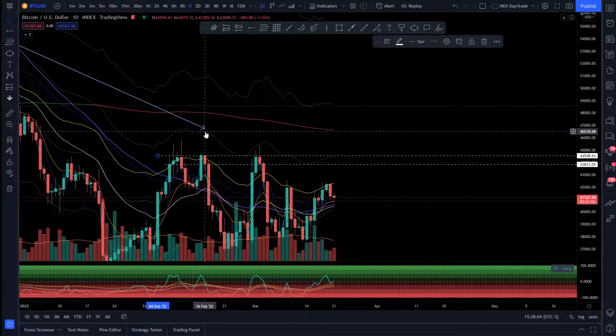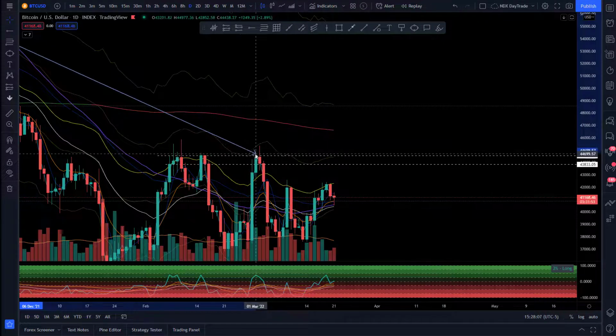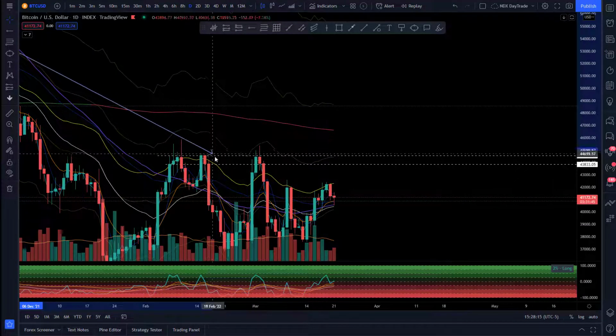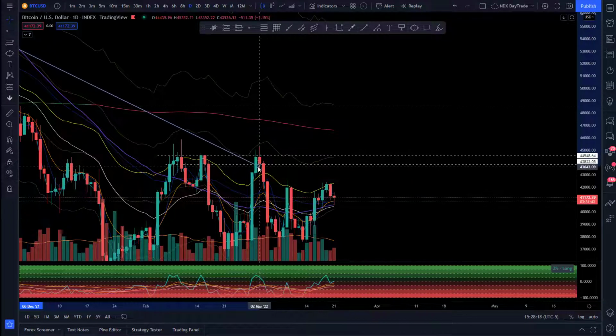Now you might be saying, no, it didn't stop there. Yeah, it did. Look at the close. See, the closes are what I'm talking about. Of course, there's information in the highs and the lows, but where did it close? Closed below the level. It closed below the level.